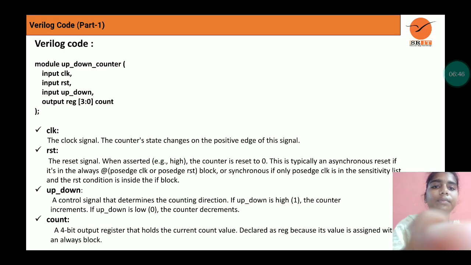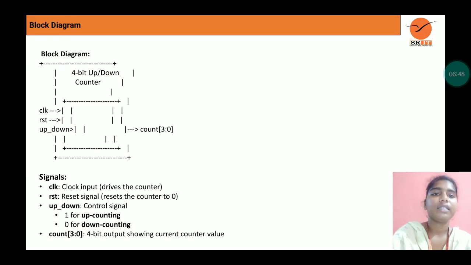Reset signal resets the counter to 0. Up-down control signal: 1 for up counting, 0 for down counting. Count[3:0] is a 4-bit output showing the current counter value.